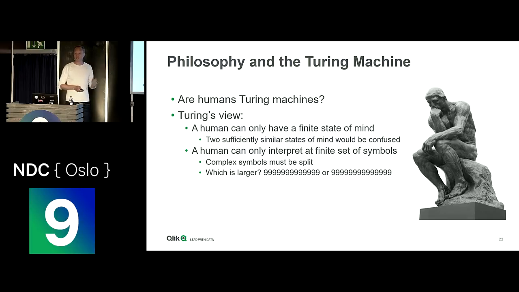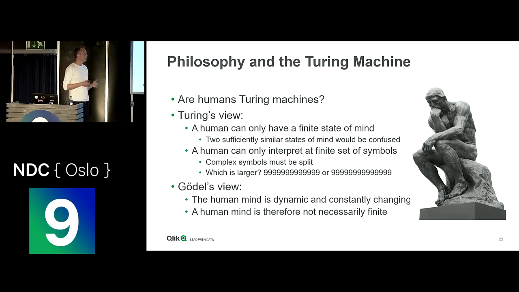But not everybody agreed on this, and Gödel, for one, did not agree on this limitation, because he stated that the human mind is dynamical, is always changing, and that the fact that we are always changing as humans might potentially allow us to treat it as an infinite state machine. This is, of course, a philosophical question, so there's no true or false answer to this, but it's a really interesting thing to think about.